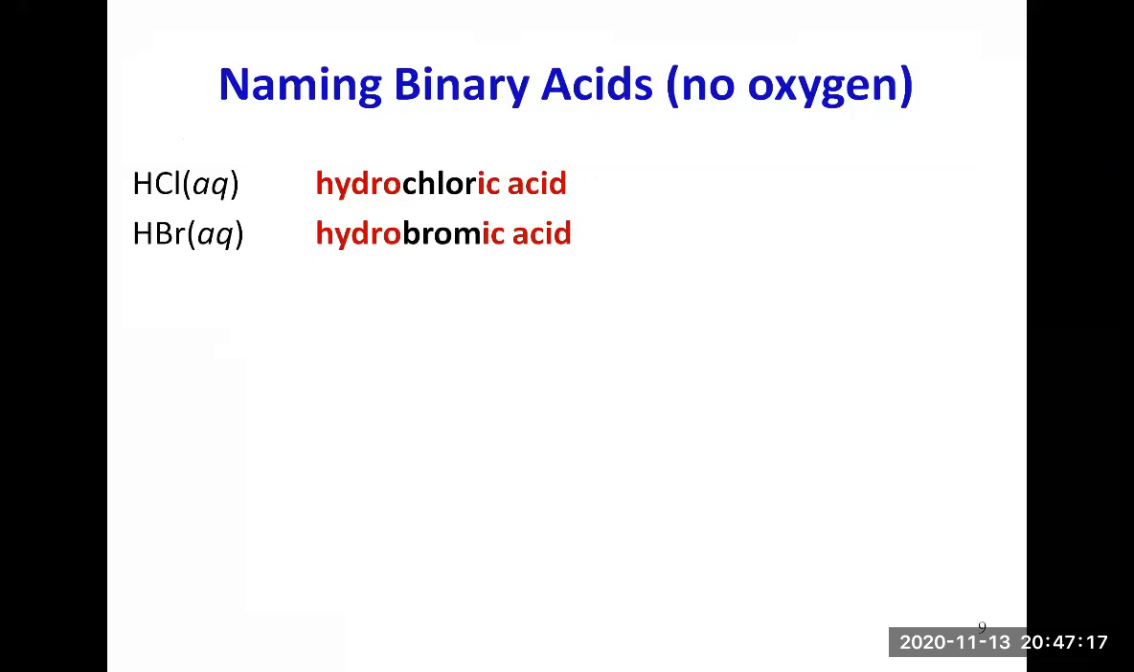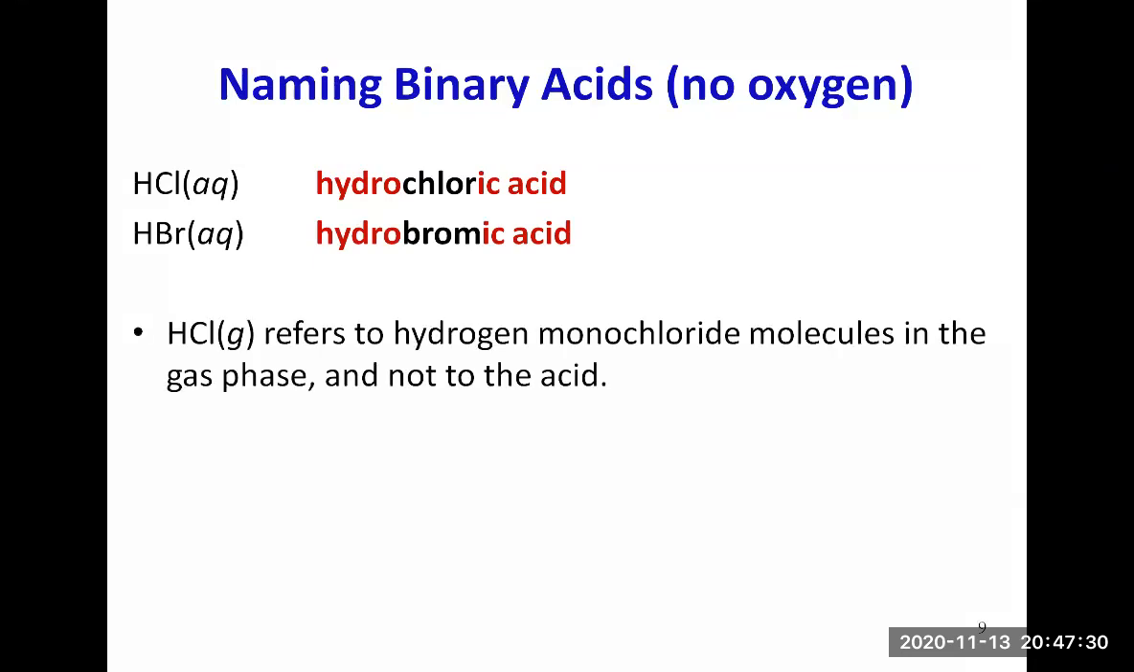HBr, so it's made of bromine. So you take brom and you change the ending to -ic and put hydro in front. So hydrobromic acid. Notice how the two acids on the first part of the slide here are aqueous solutions, right? Acids are always aqueous solutions.